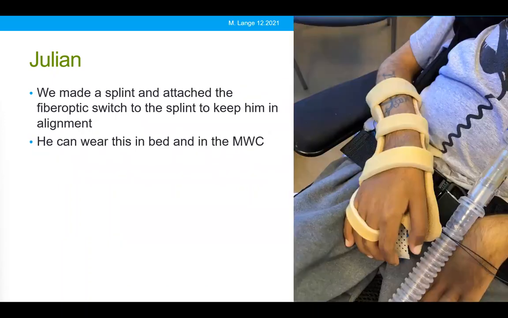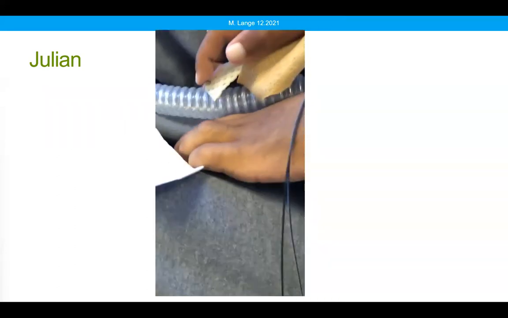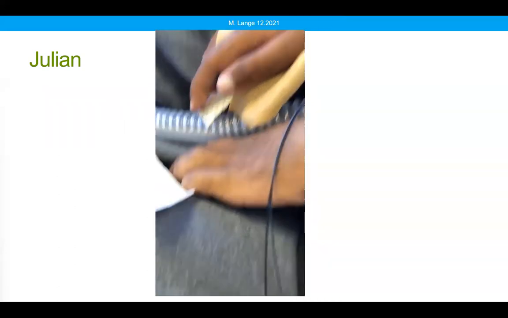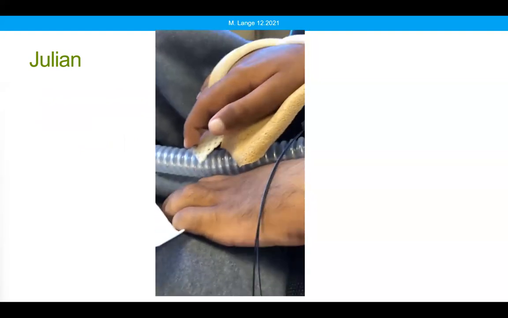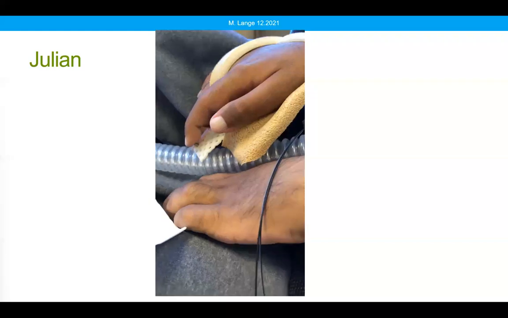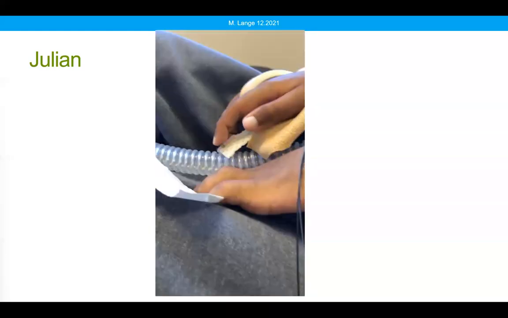So this was a joint project where I went over to a hand clinic where someone smarter than me on splints could make him a really cool splint to keep his hand and particularly his finger in alignment with a fiber optic switch. And he can wear this in bed and in his manual wheelchair. And here you can see a video of him using a very small movement to activate this fiber optic switch. So he basically rests on top of it and moves away from it to activate it.